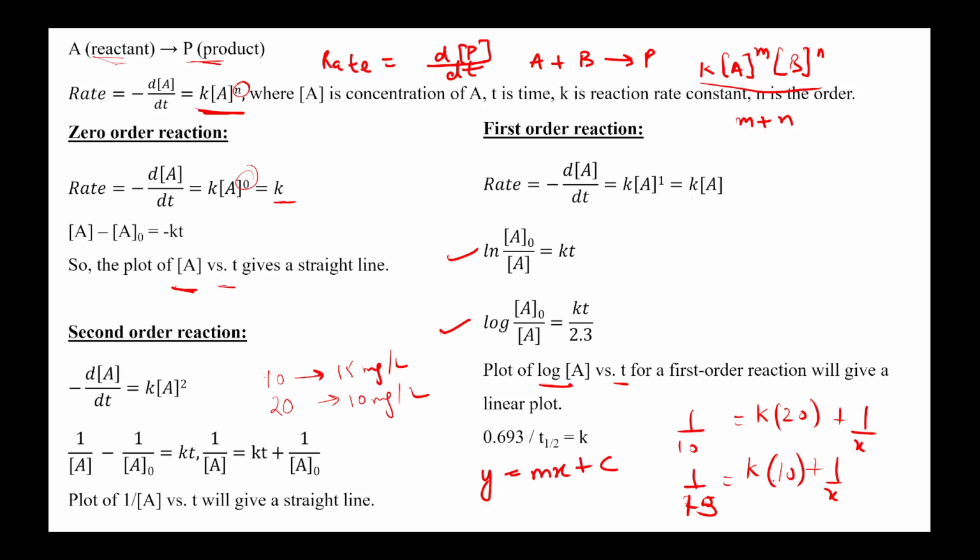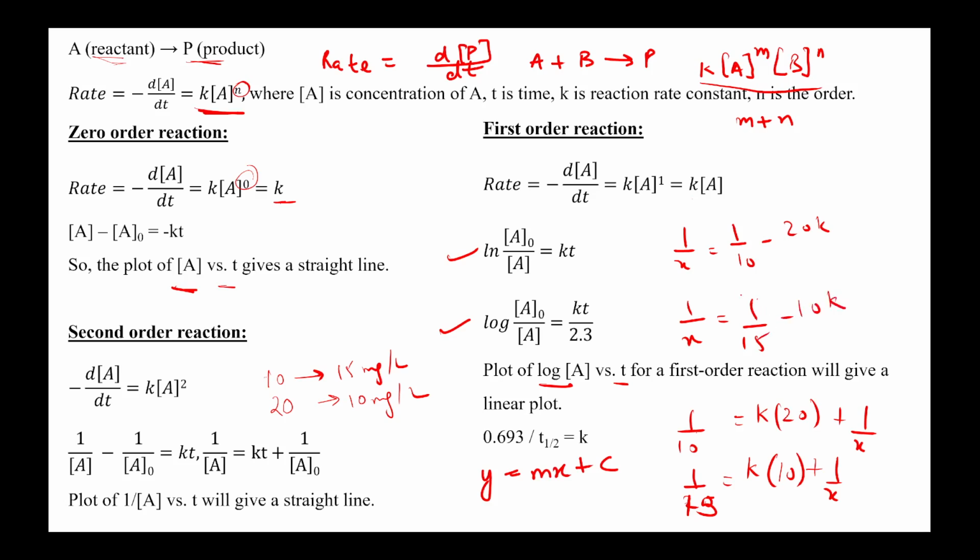So these will be two equations. You can either write it as 1 by X is equal to 1 by 10 minus 20K, and 1 by X is equal to 1 by 15 minus 10K. So you have two equations and two unknowns. So you can easily solve it.